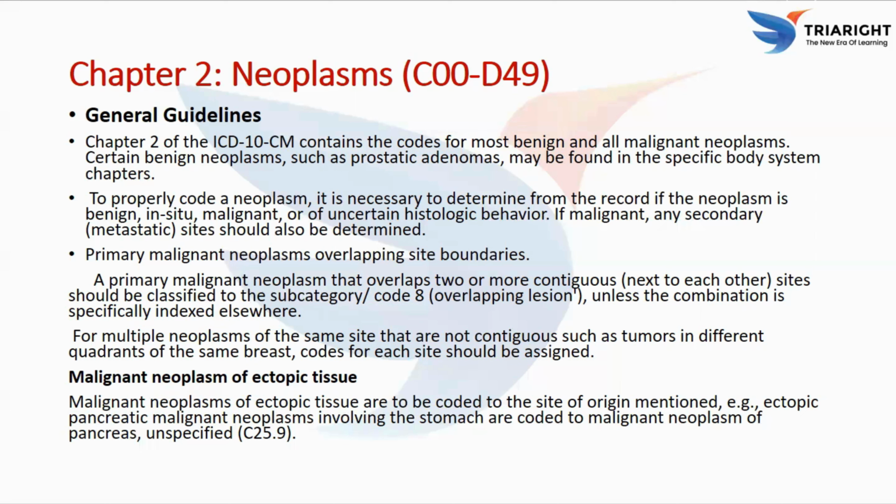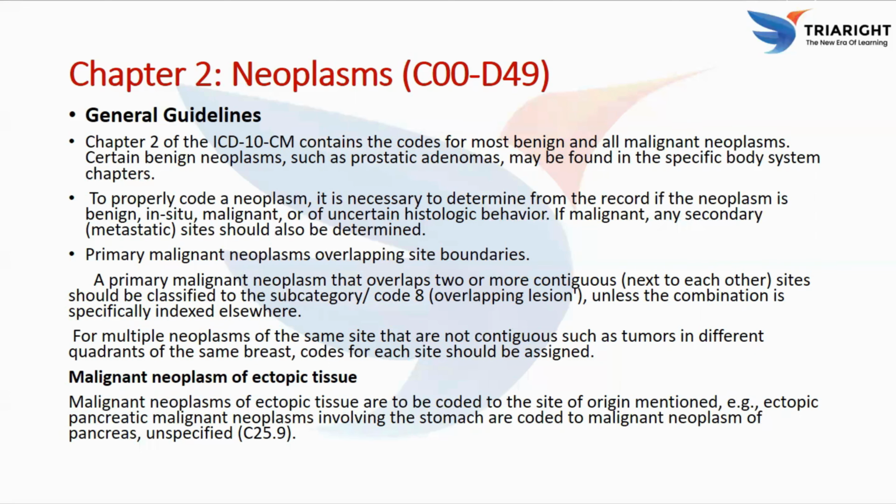And second, identify the primary versus secondary metastatic cancer. A primary malignant neoplasm is where a cancer started, whereas a secondary malignant neoplasm is a site to which the cancer has spread. For example, breast cancer with bone metastasis: C50 code for primary breast cancer, C79.51 for secondary malignant neoplasm of the bone. You have to code both primary and secondary sites when documented.